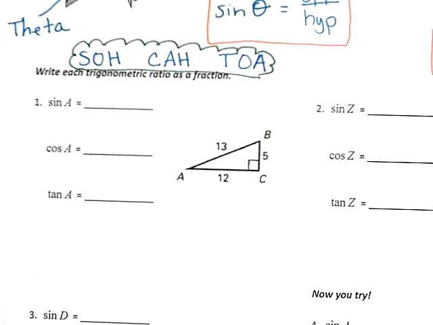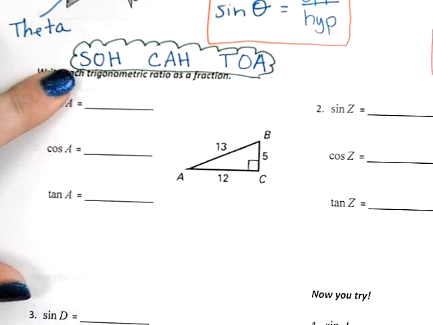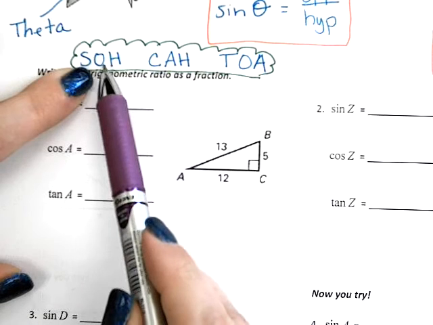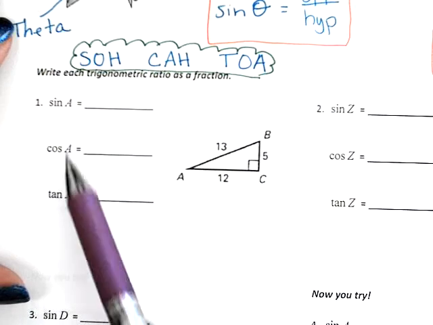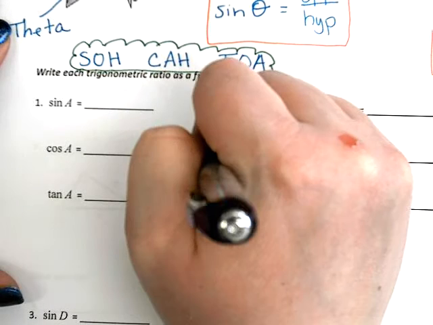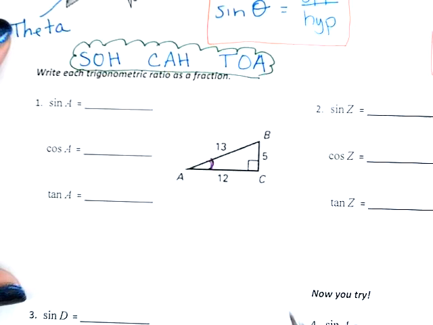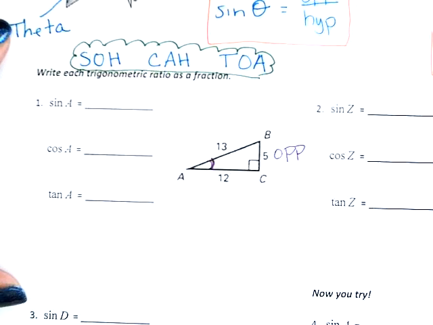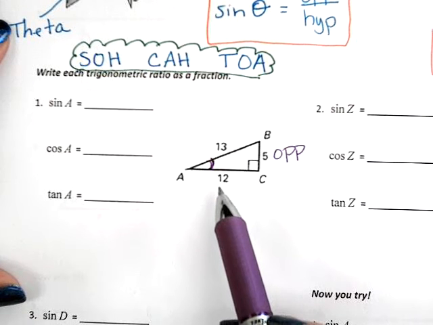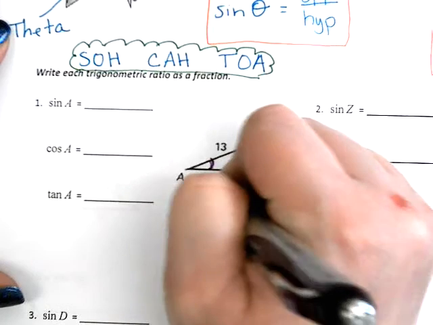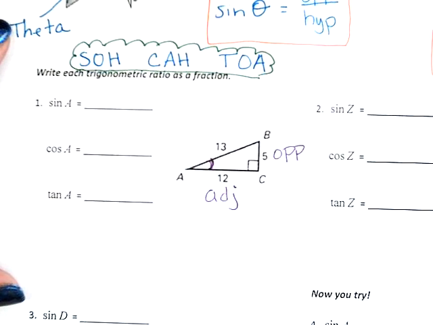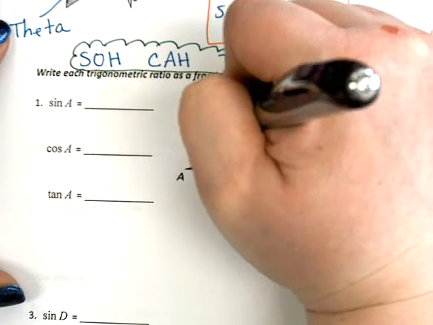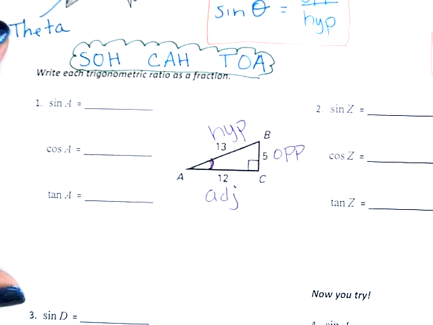All right, so let's take a look at how we actually do some stuff with this. So the sine of angle A. Well, according to my memory trick up here, sine is my opposite side over my hypotenuse. Before I start, I identify where angle A is. The side across from it is my opposite, so there's my 5. Adjacent is the leg that's next to my angle, so that's this side right here. And the hypotenuse is always easy to identify: it's across from our right angle.